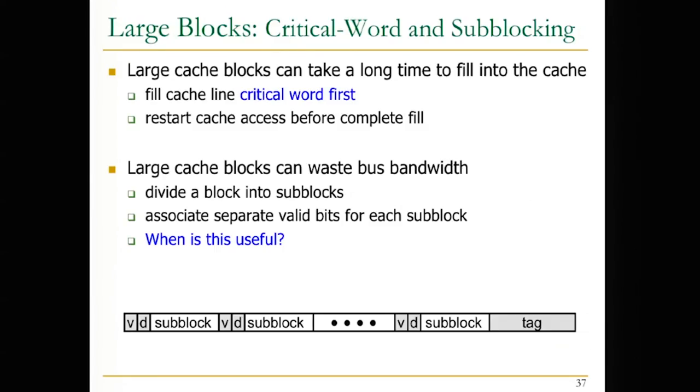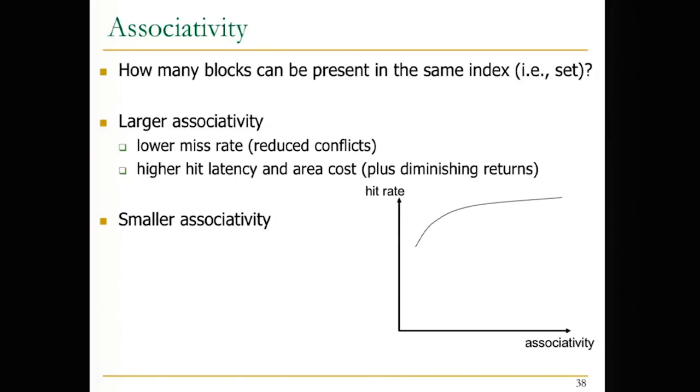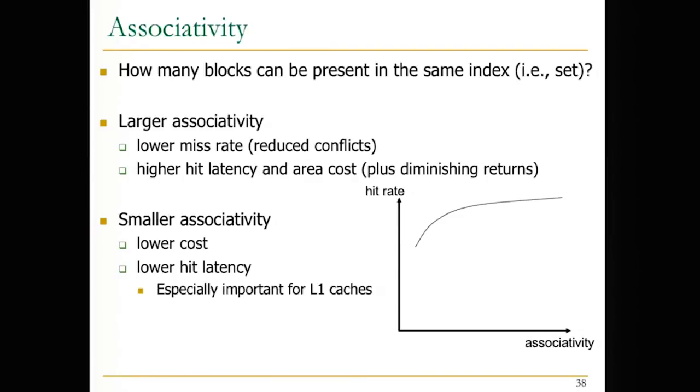Okay, so when is this useful? We've discussed this before. So associativity, actually, we've talked about this, right? How many blocks can be present in the same index? If you have larger associativity, you have lower miss rate, but higher hit latency and area cost, as we've discussed before, even in the beginning of this lecture. If you have smaller associativity, you have lower cost and lower hit latency. But, of course, you may have a higher miss rate also.